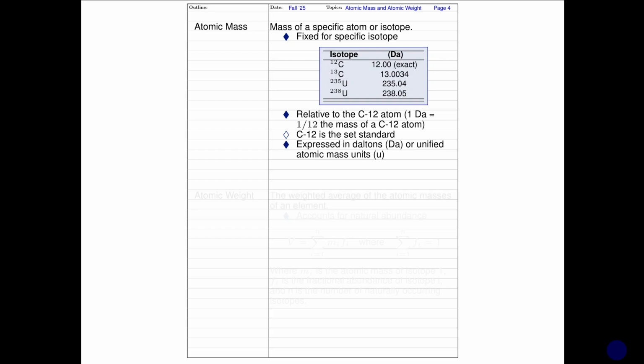A few technical notes regarding units associated with atomic mass are in order. The accepted SI-related unit for atomic mass is the dalton, represented by Da. It's also called the Unified Atomic Mass Unit, or u. Historically, the atomic mass unit was also used, but it is now deprecated.